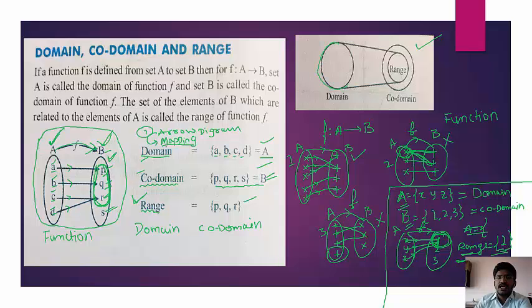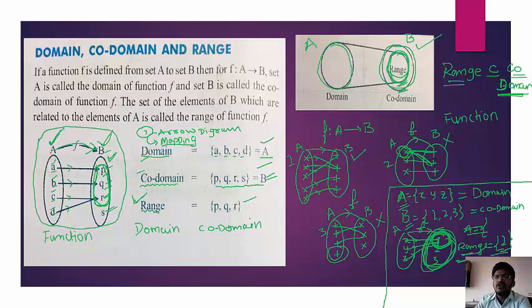This is set A. It is called domain. This is set B. It is called codomain. In that codomain, some part of the codomain will become range, because this one is range. It is present in codomain. That's why the range is a subset of codomain. Please remember, range will be a subset of codomain. This is always true.